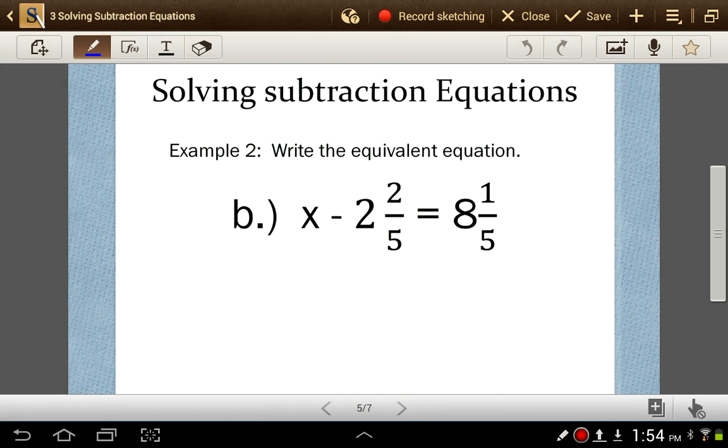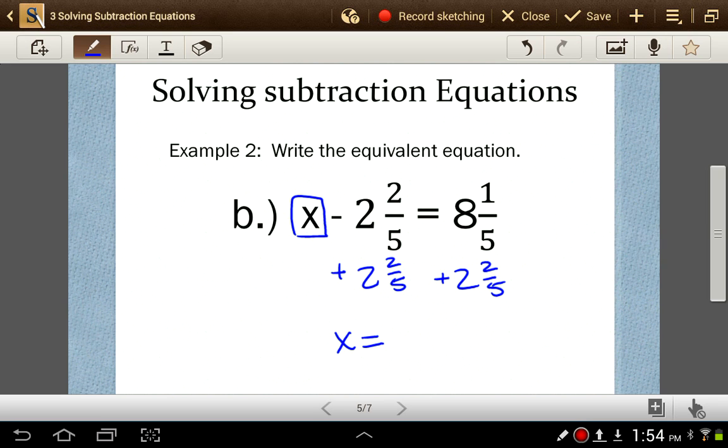Okay, in this one, again, here's my variable, and I'm subtracting 2 2/5. So the inverse of subtracting is to add. So I'm going to add 2 2/5 to both sides. Again, that's not 2 2/5 plus 2 2/5. You have the minus sign out in front of there. So that's taken it away, and you've added that back. So that's going to leave me with x equals.